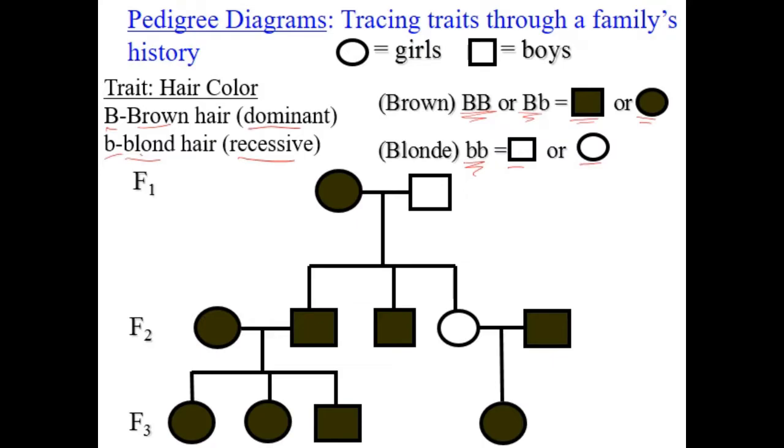So you should see that there is at least 1, 2, 3, 4, 5 girls who have brown hair, and 1 girl who has blonde hair. One right here. Sorry, I made a bad one. And then there's 1, 2, 3, 4 boys that have brown hair, and 1 boy who has blonde hair.